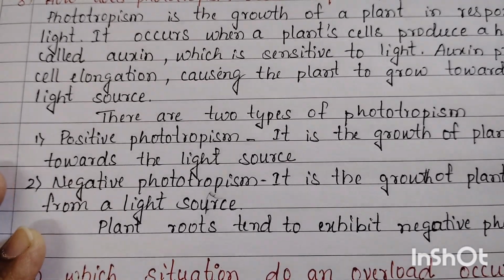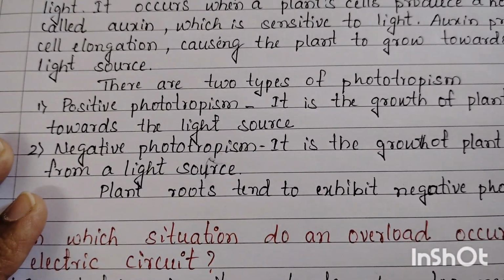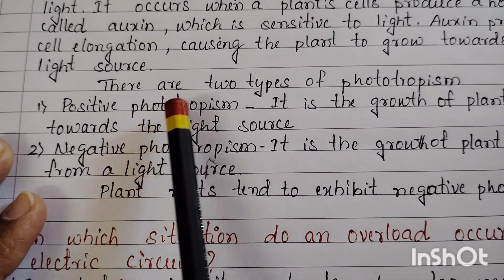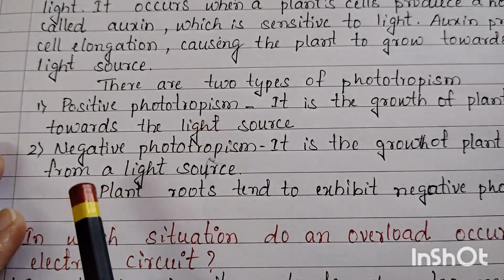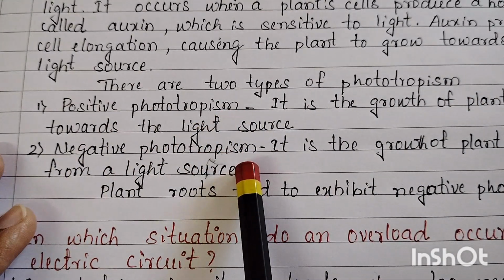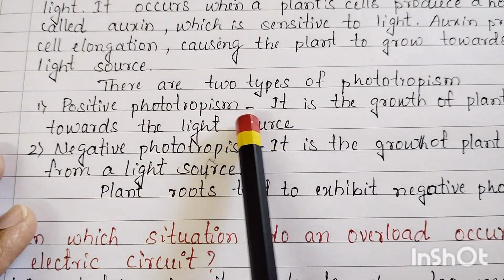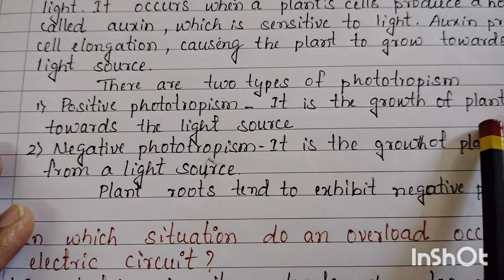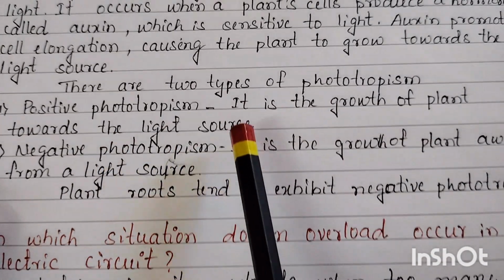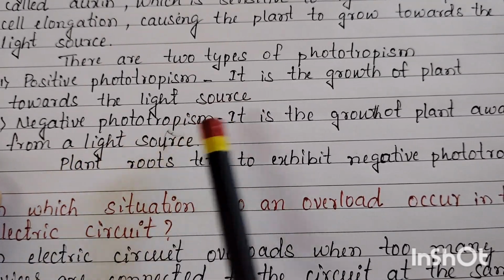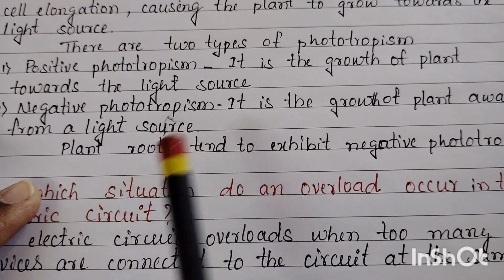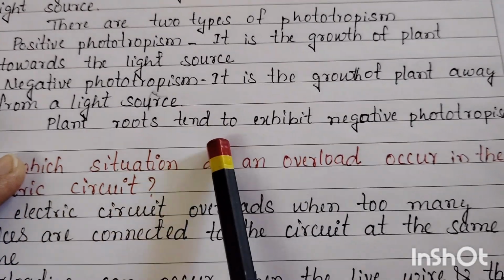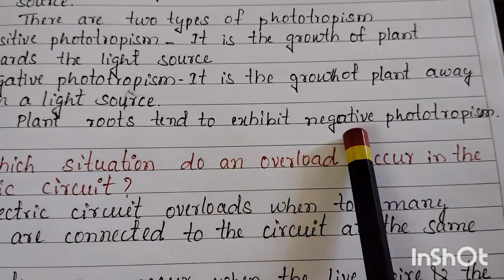In phototropism, you can observe two different types. There are two types of phototropism: positive phototropism and negative phototropism. Positive phototropism is the growth of a plant towards the light source. Negative phototropism is the growth of a plant away from the light source. Plant roots tend to exhibit negative phototropism.